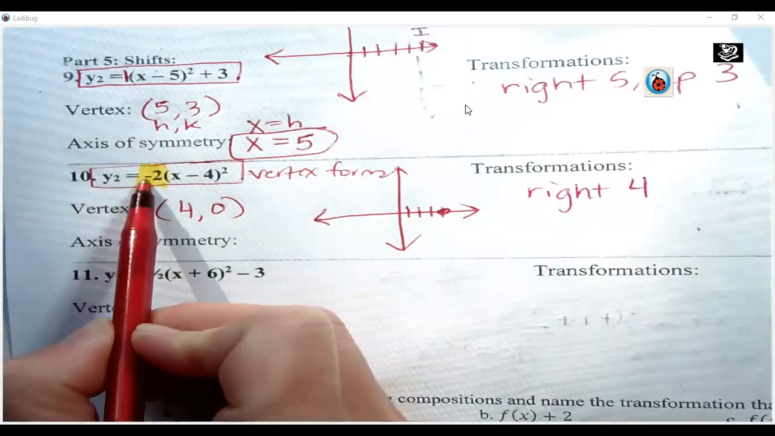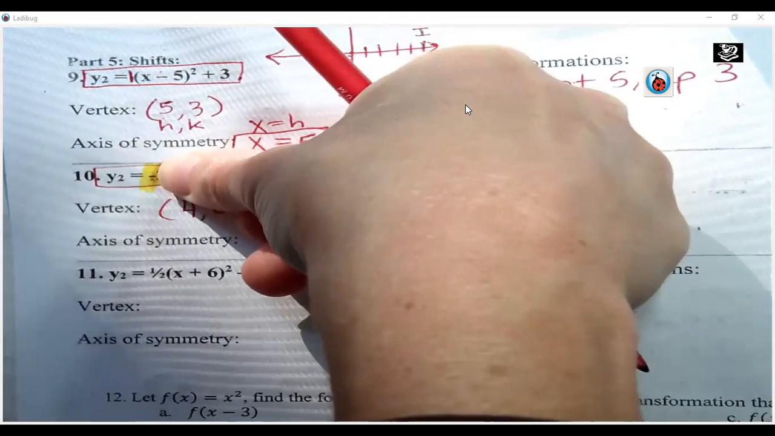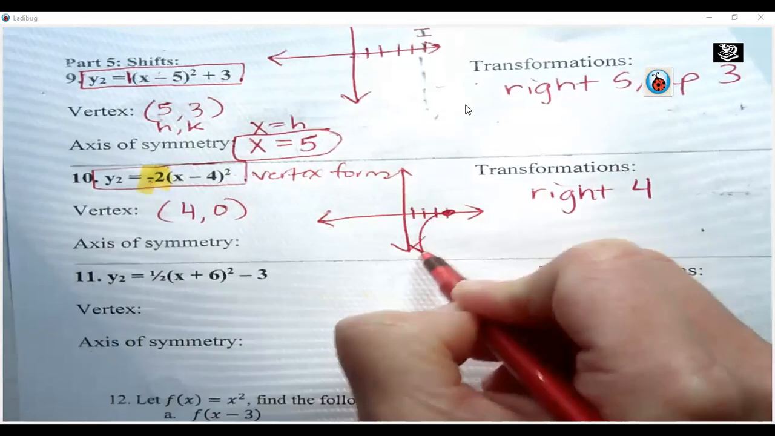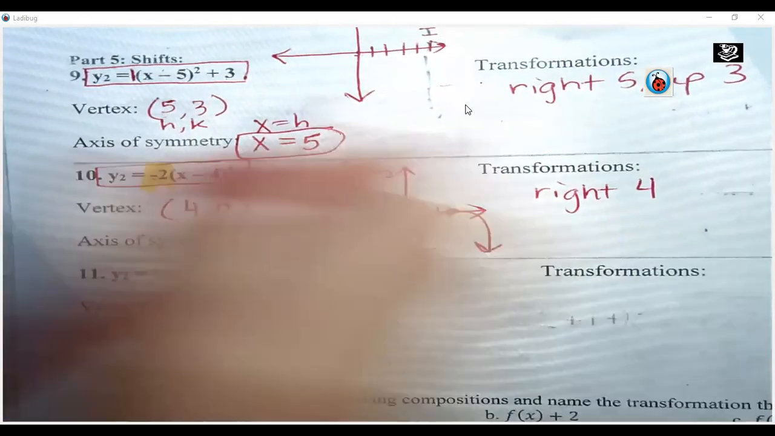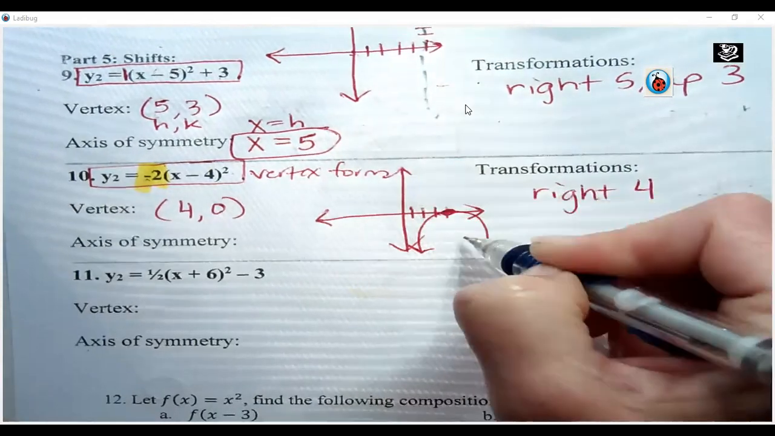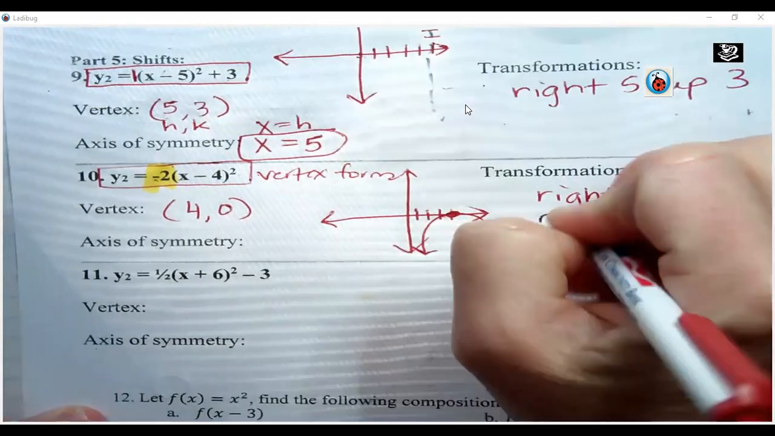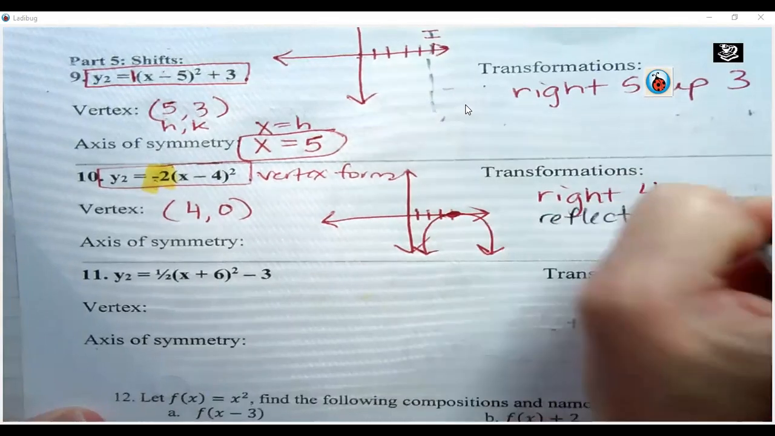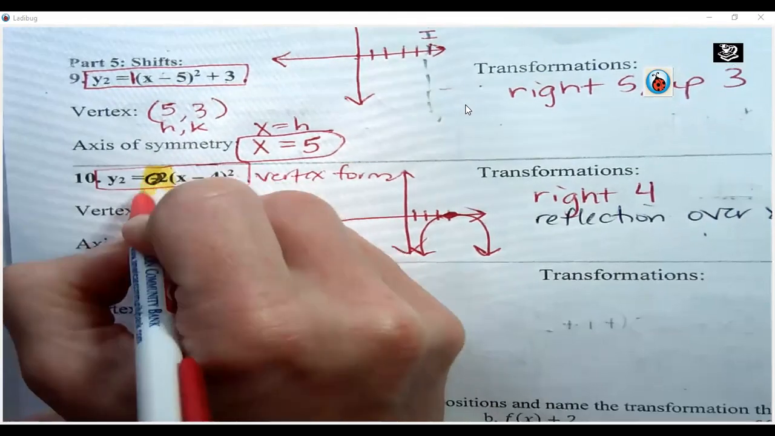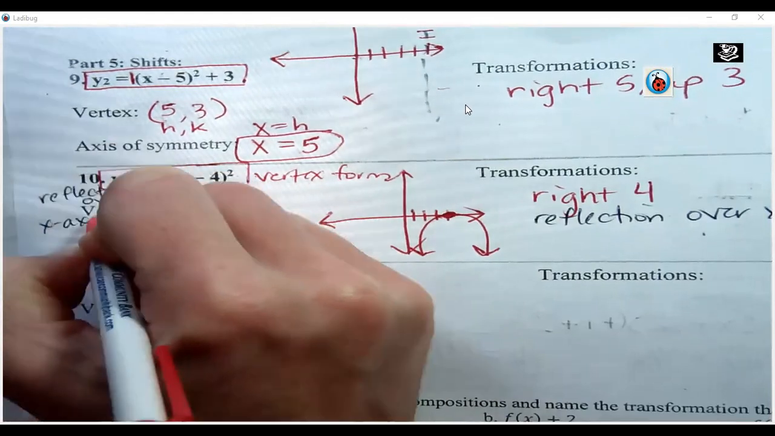The negative makes the parabola open how? Down. The negative makes it open down. Instead of opening up, it opens down. What can I call that? It's reflected over the x-axis. Reflection. Very good. It is a reflection over the x-axis. Okay. So you should have that written down.